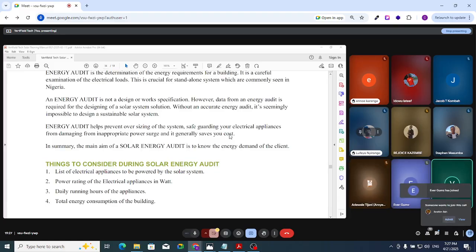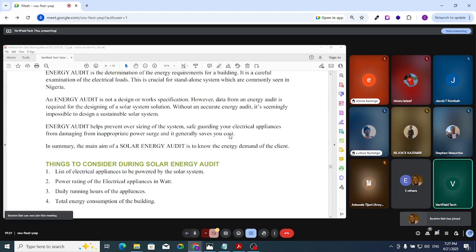Okay, so before we talk about this other important thing, we said energy audit helps you with three things. One, prevent oversizing of the system. Two, provide safety to your system and appliances. And three, cost of installation. Now we have talked about two, which is prevention of oversizing and the cost. We have not really talked about safety. We are going to talk about safety. All right, we will talk about safety, but then let us finish with this energy audit.